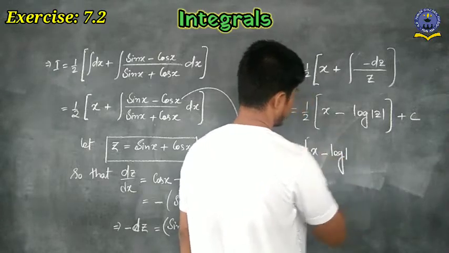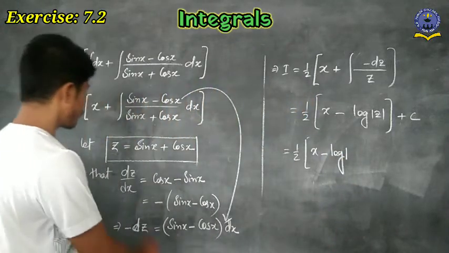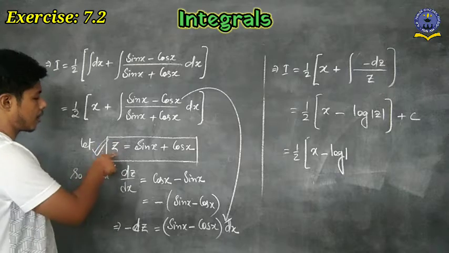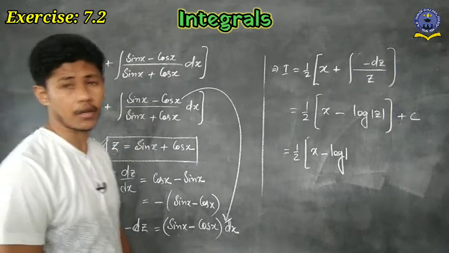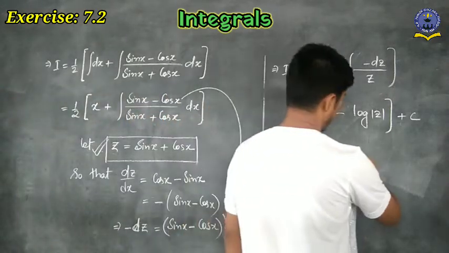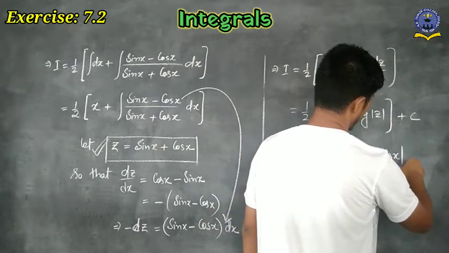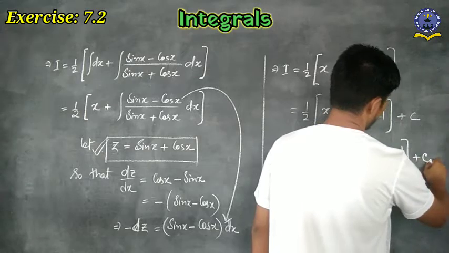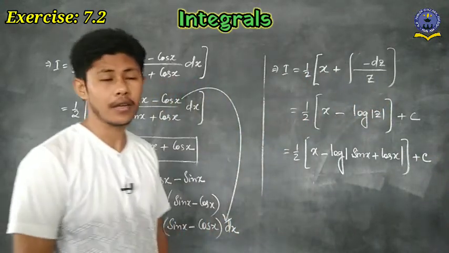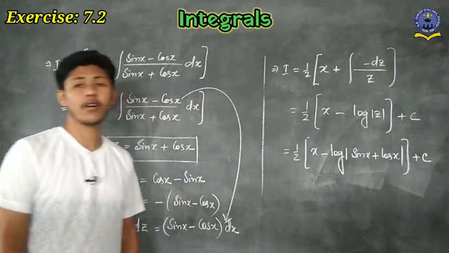So this equals to half of x minus log z. Z means what we consider? Z means, you see, z equals to sin x plus cos x. So that's why we write x minus log of sin x plus cos x, bracket close, plus c, where c is an integrating constant. So this is our required answer.